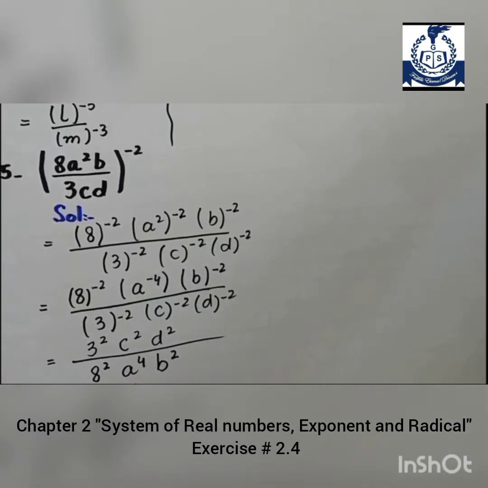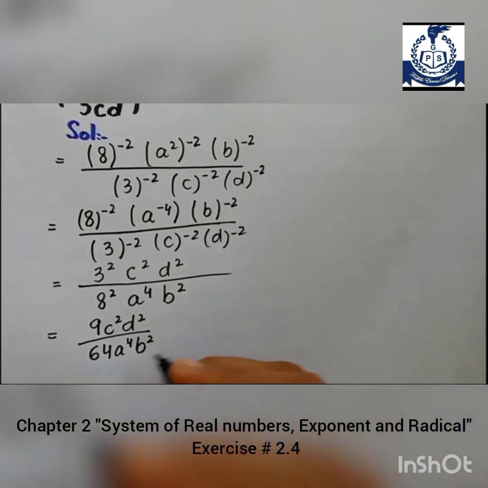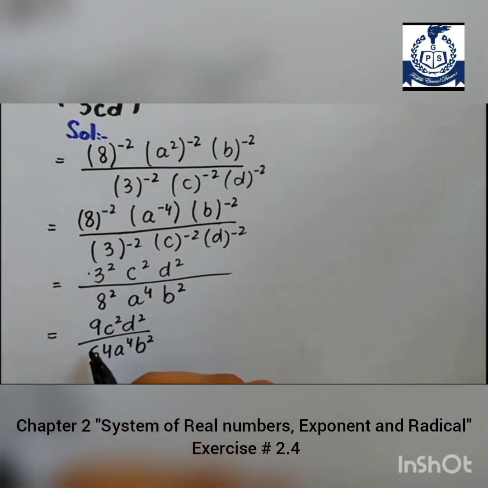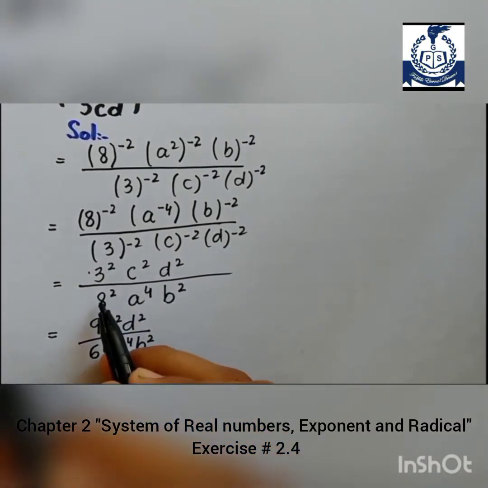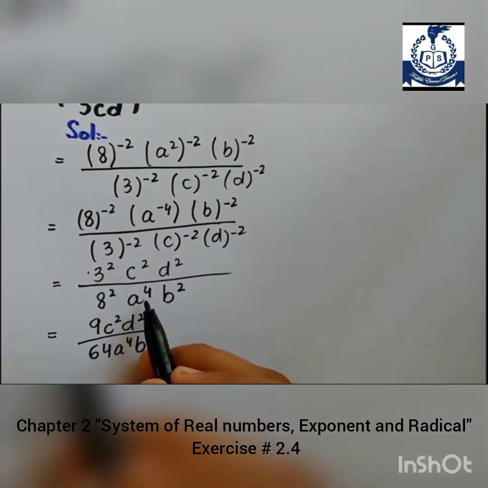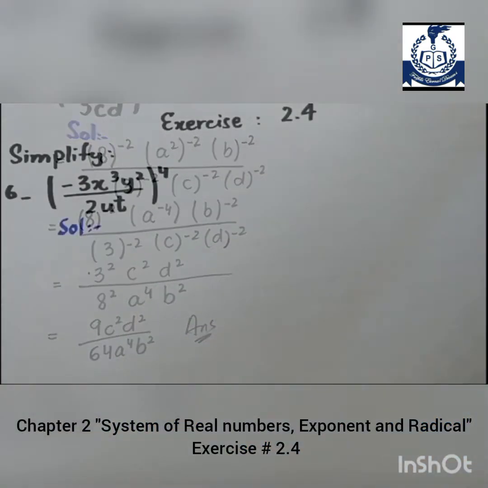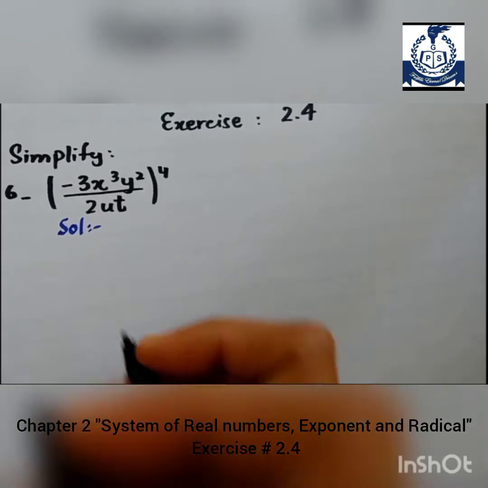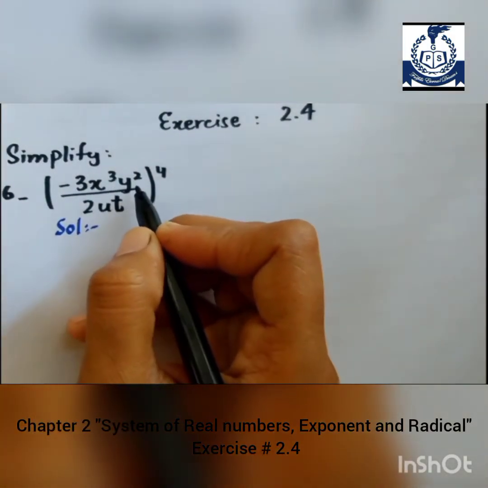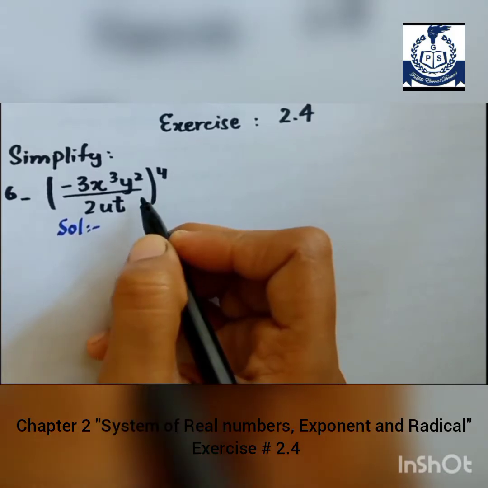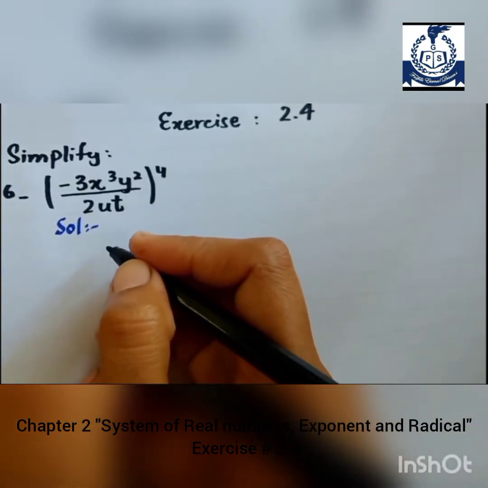So we solve this. 3 square which is equal to 9, c square as it is, d square as it is, 8 square which is equal to 64, a to the 4 and b square as it is. So this is the answer. 9c square d square divided by 64 a to the 4 b square. Question number 6. Minus 3x cube y square divided by 2ut whole power 4.